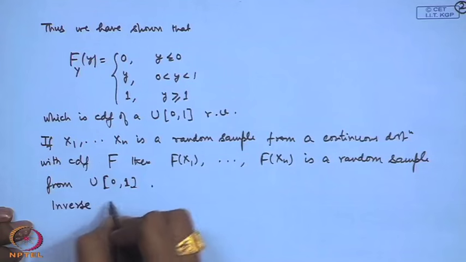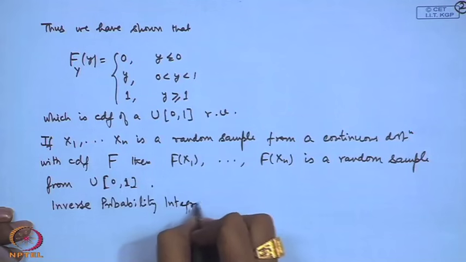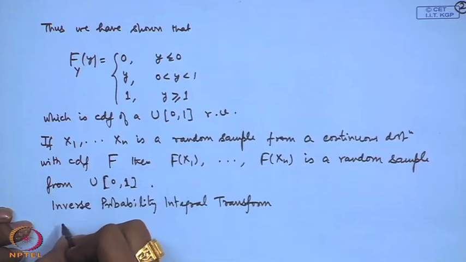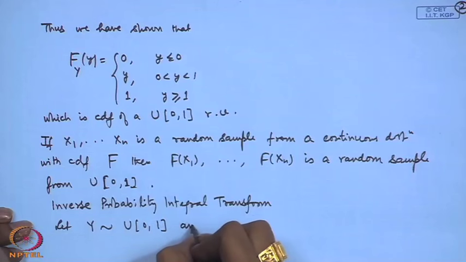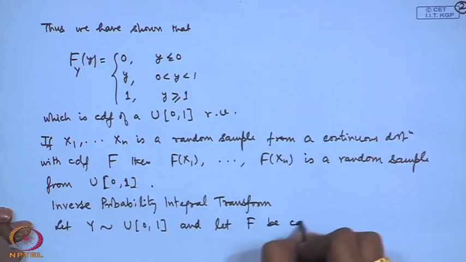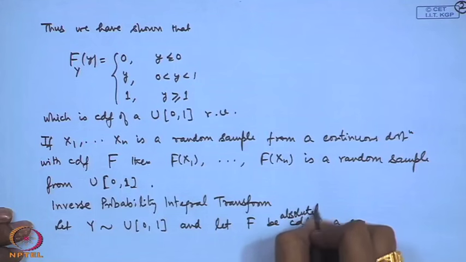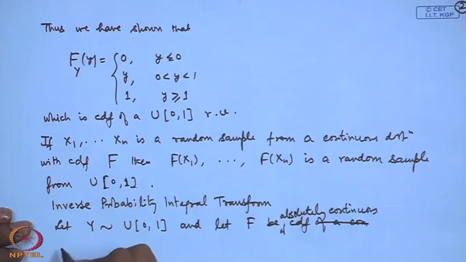that we consider the inverse probability integral transform. So, let us look at, say, Y following uniform 0, 1 and let F be a CDF. So, basically we assume it to be absolutely continuous. Let F be an absolutely continuous CDF. Then define, say, X is equal to F inverse of Y.